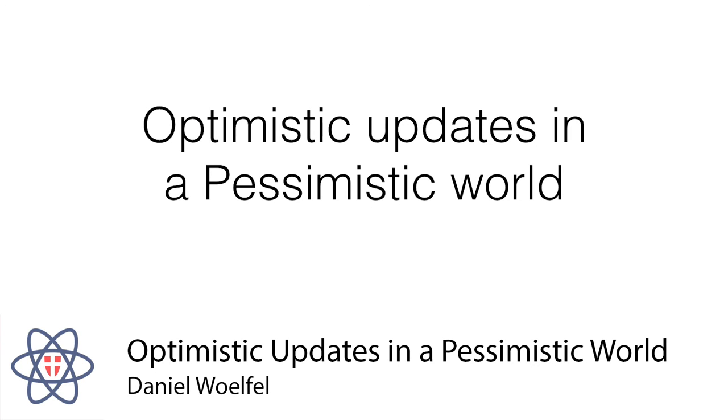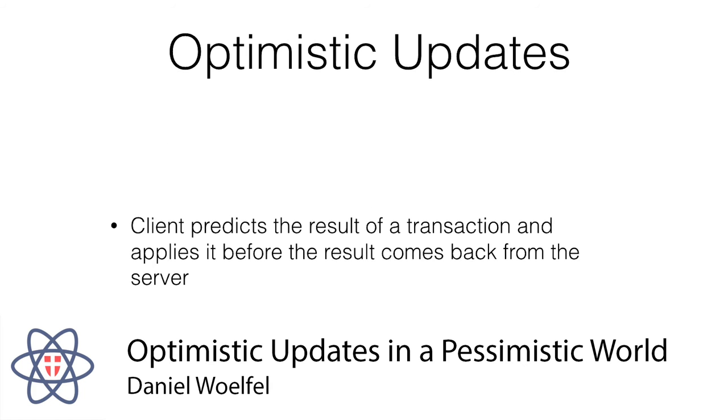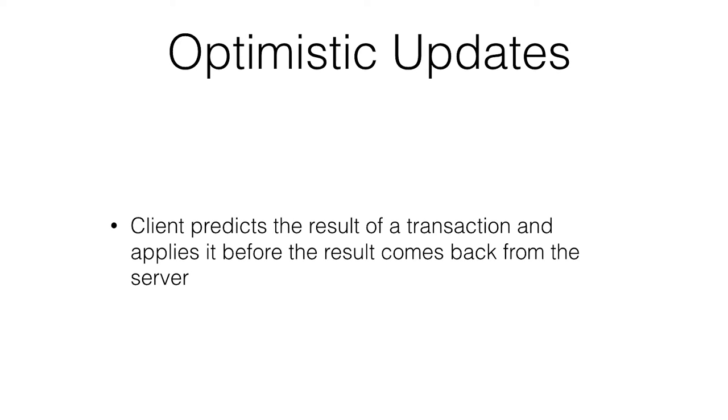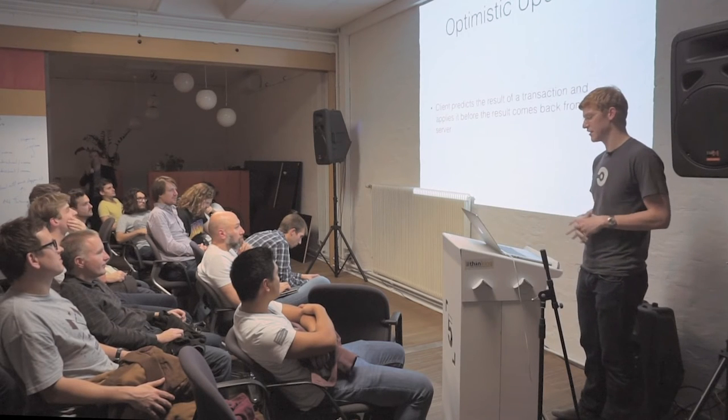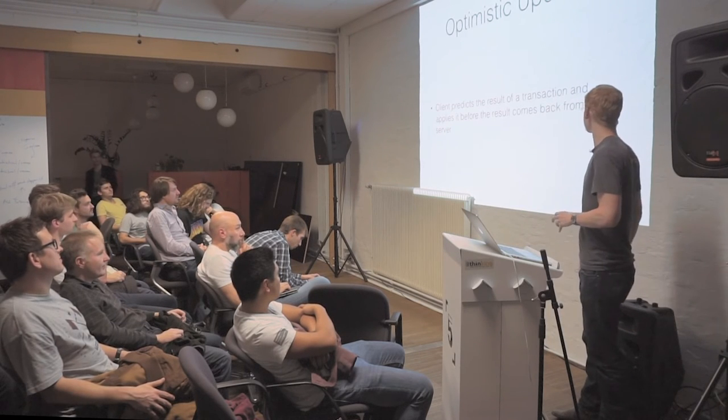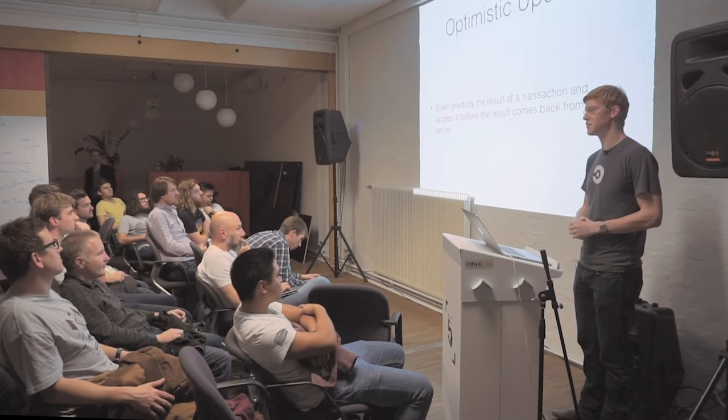We'll get started. We'll start with a definition. What is an optimistic update? So we're talking about optimistic updates on the UI. This is when the client predicts the results of a transaction and applies it before the result comes back from the server.